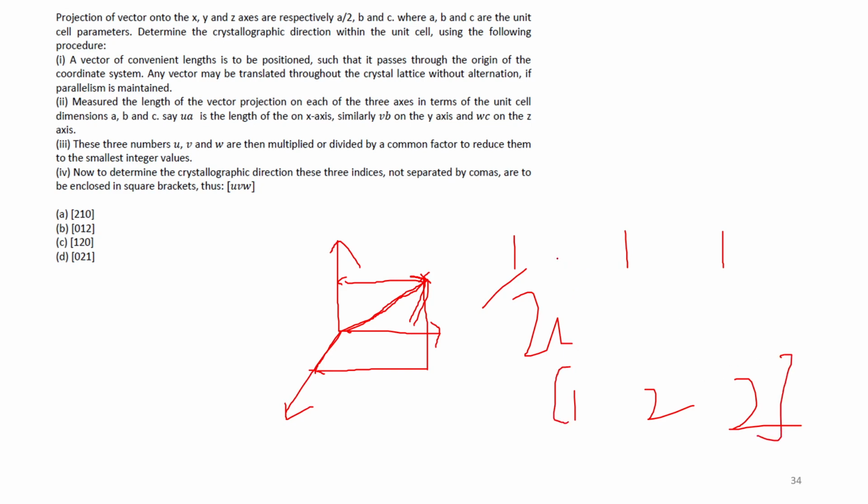So here the projected vectors are half, 1, 1. If you take the whole numbers from this, you will get 1, 2, 2. So that will be the crystallographic direction along the y-axis.